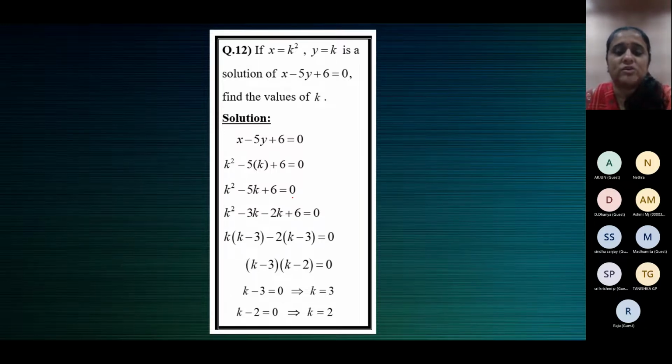So here when you substitute for x and y, you get a quadratic equation. You can see here k square, k, constant. This is a quadratic equation in k. So split the middle term, find the factors like this, equate each factor to 0, and find the value of k.